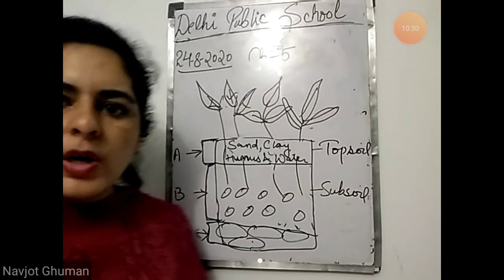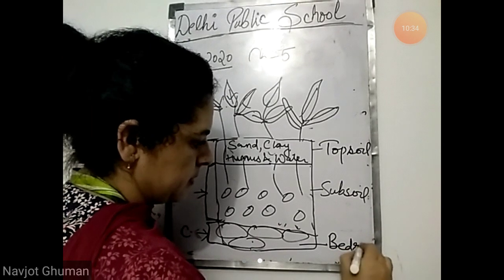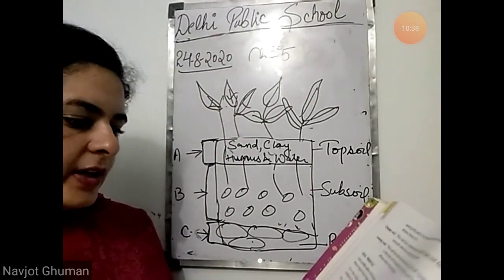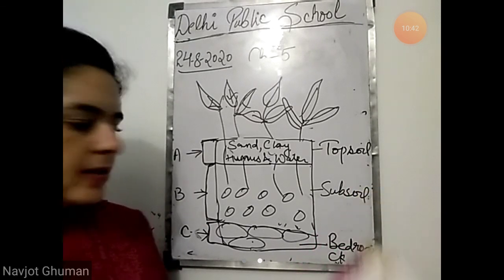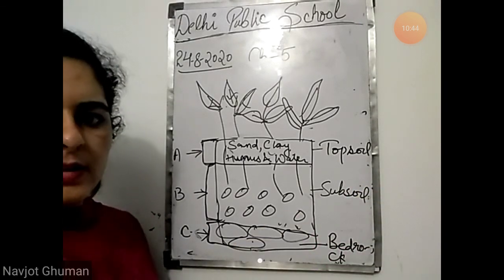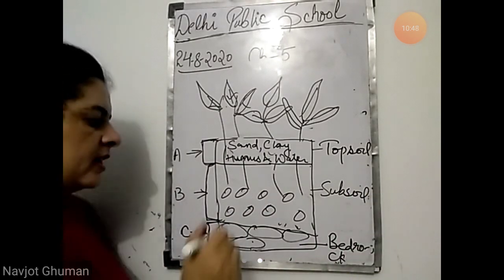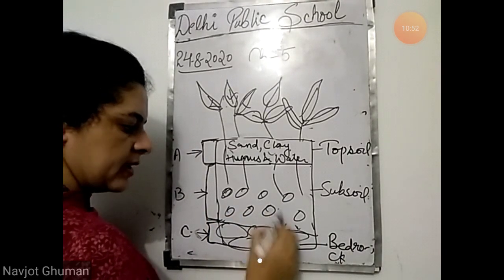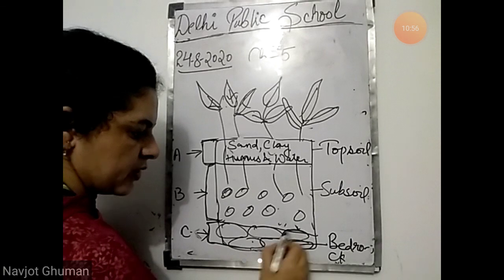C is called the bedrock. This is the bedrock. And what is present in this layer? It is the bottom layer of the soil and is quite deep inside the earth. It is deep inside the earth. इसके बीच में होती है बिल्कुल. It has large pieces of rocks. In the subsoil, small pieces of rocks are there. In the bedrock, large pieces of rocks are there.